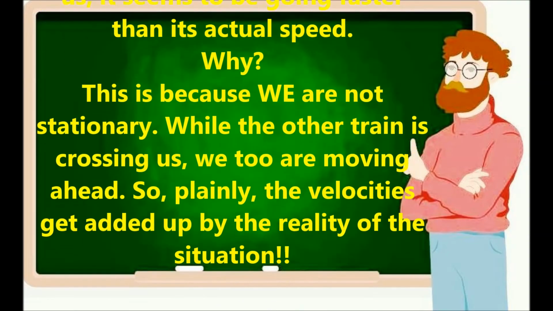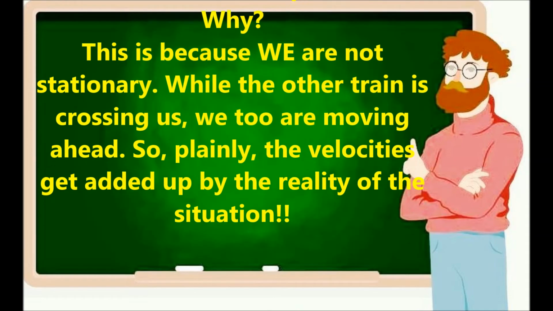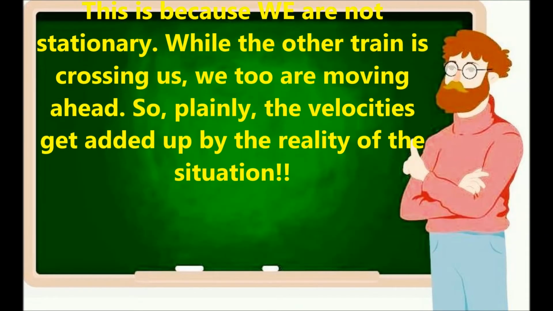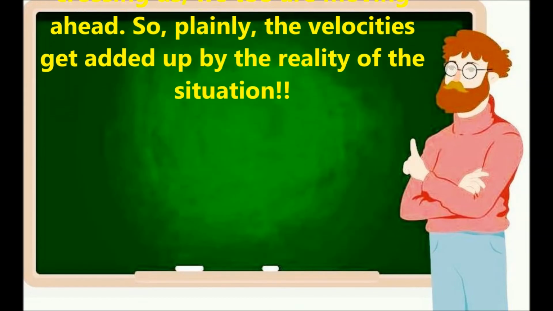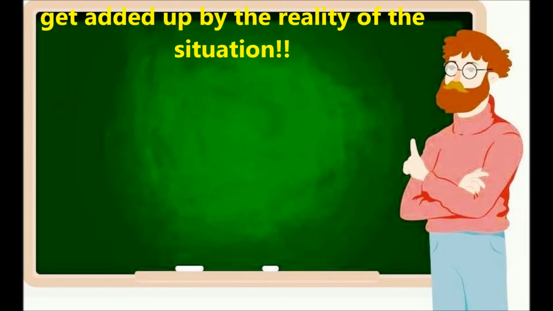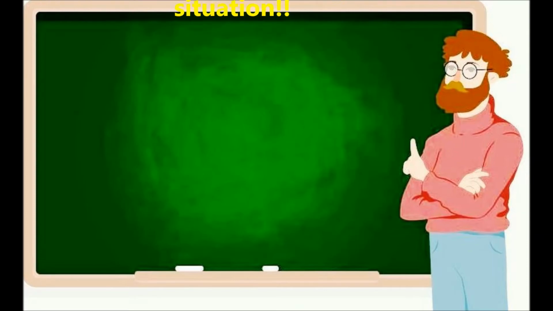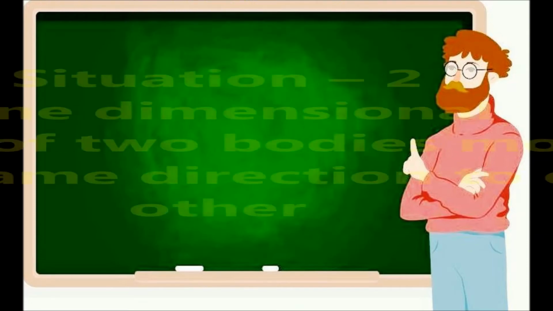Why? This is because we are not stationary. While the other train is crossing us, we too are moving ahead. So obviously, plainly, the velocities get added up by the reality of the situation. Isn't it beautiful? So that's how it is in physics.